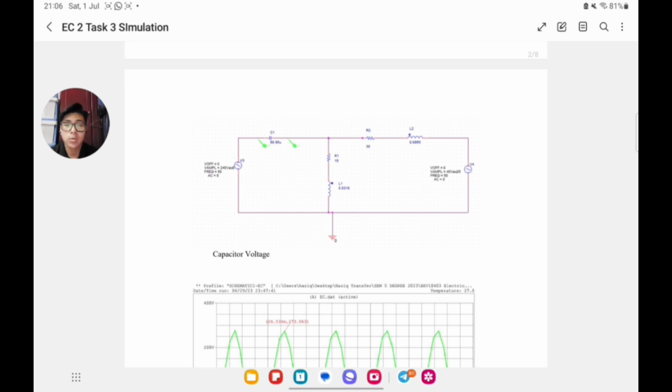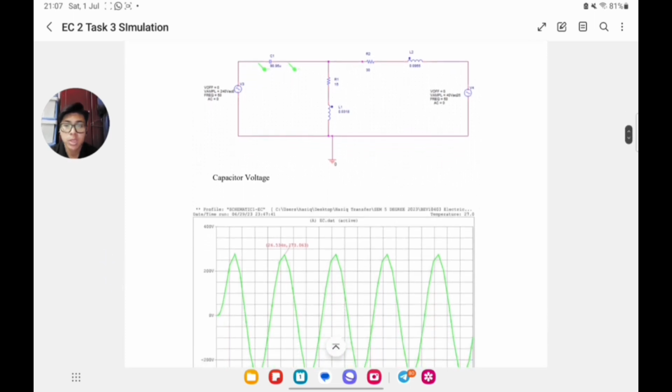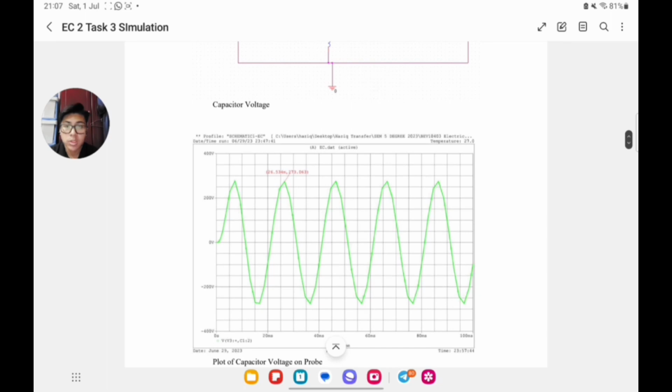For this part, I will show the simulation of the capacitor voltage, which is to measure the voltage across the capacitor in the circuit. Firstly, we use a probe in parallel with the capacitor to measure the voltage. When we run it using Multisim software, it produces the result: the peak value for the voltage at the capacitor is about 273.063 volts with a delay of about 26.534 milliseconds.